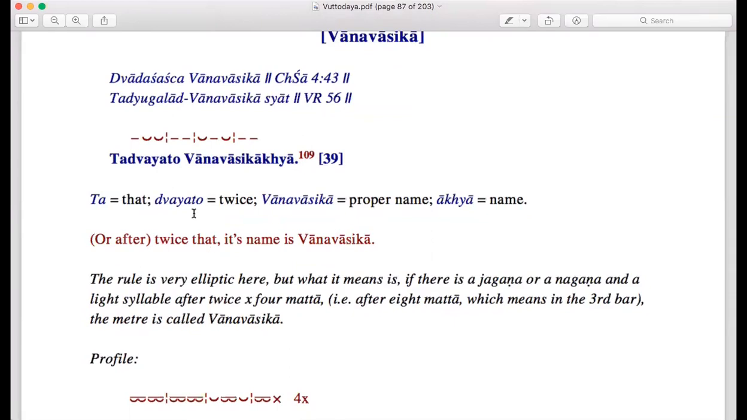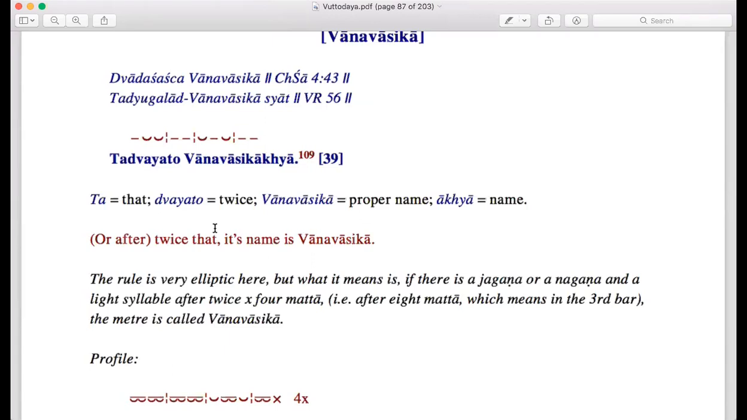After twice that. After twice that means in the previous verse we said that after 4 measures, the Jagana or Nagana with the Lahu should be there. So in this verse, the text is saying to multiply that by 2, like after twice that. So what should be multiplied? The beginning 4 should be multiplied, or in other words, Annava, the ocean, should be multiplied by 2. There are 2 oceans. That means there are 8 measures at the beginning.